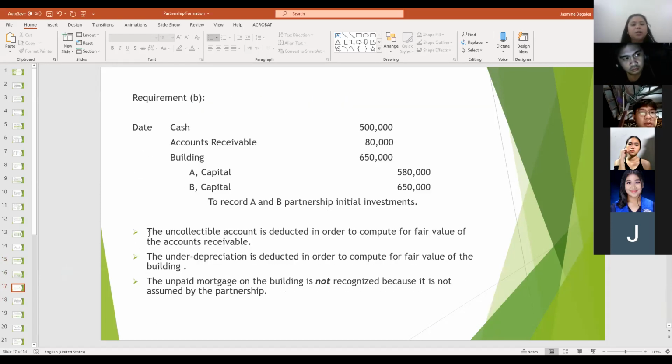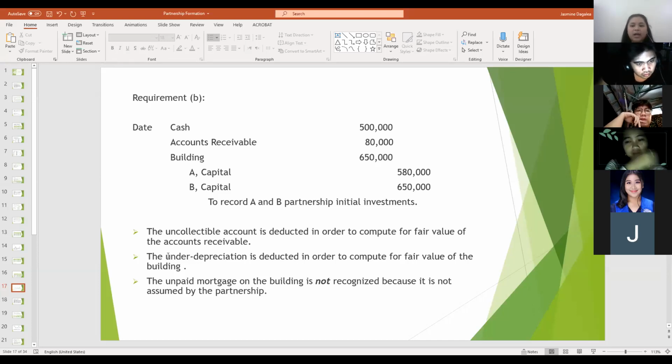Notes. The uncollectible account is deducted in order to compute for fair value of the accounts receivable. Remember nyo, pag may sinabing uncollectible account, i-deduct nyo siya sa accounts receivable. The under depreciation is deducted in order to compute for fair value of the building. Tandaan nyo rin, i-deduct nyo any under depreciation. Kasi hindi siya fairly presented pag under depreciated siya.